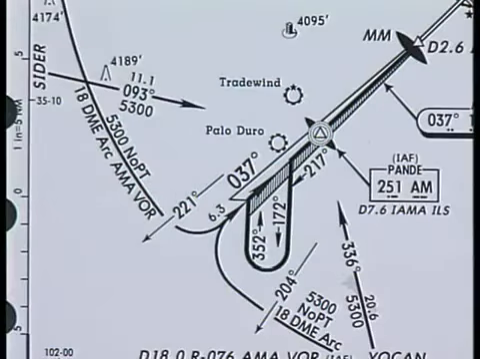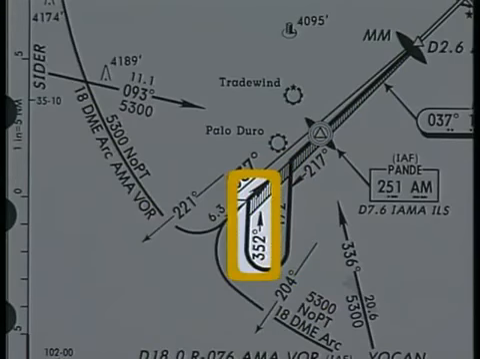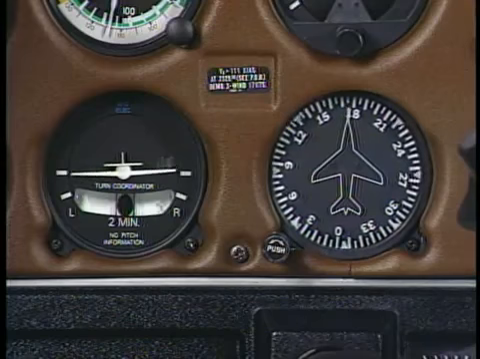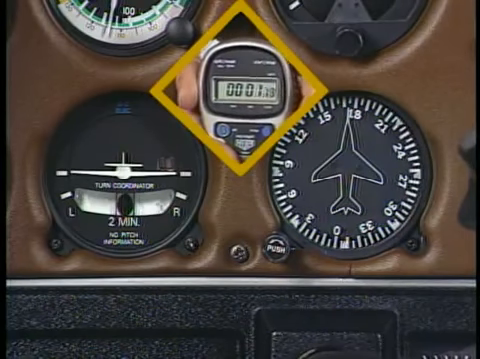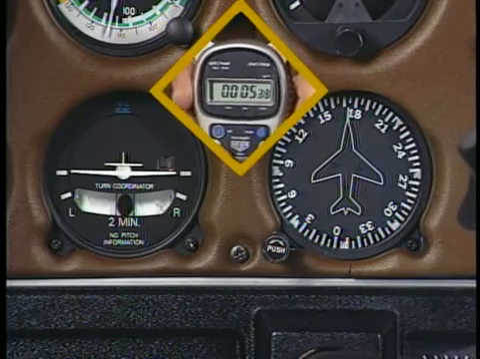The approach chart shows the side of the localizer and the recommended headings to fly during the procedure turn. You can make the course reversal by flying to 172, then 352 degrees. As you complete the turn to a heading of 172 degrees, you should note the time, since the recommended length for this leg is 1 minute.